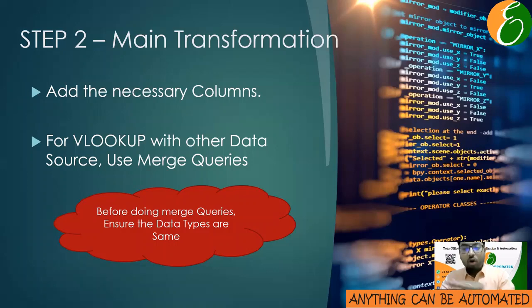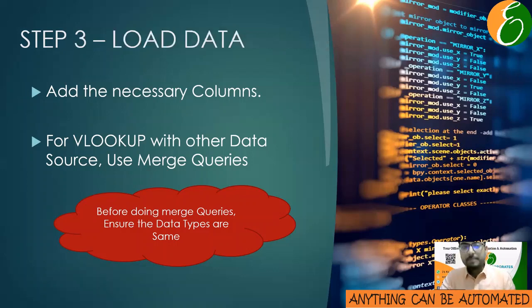Once you have added all the necessary columns that you need, the final part is step 3, that is loading the data. What do you mean by loading the data? Loading data means making it either in the form of a table, loading it as a table, or if you need it in the form of a pivot, then making it as a pivot.